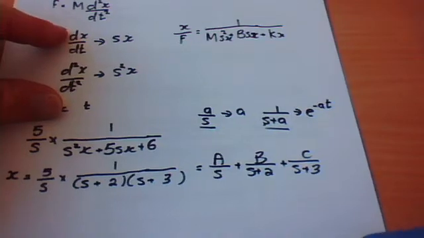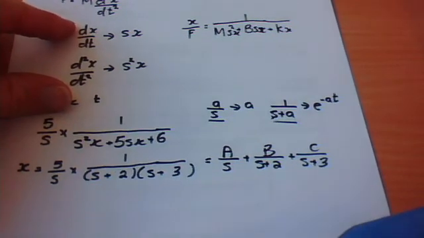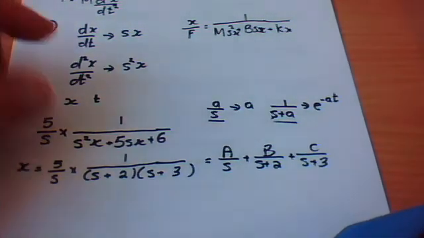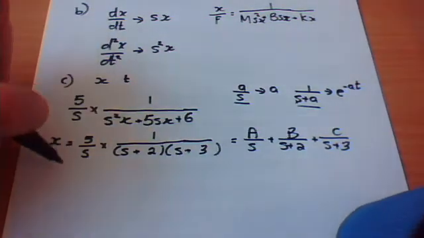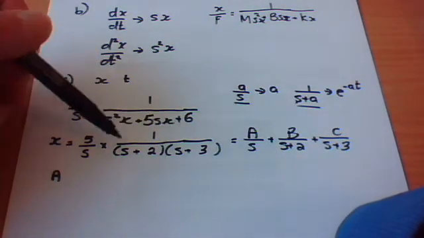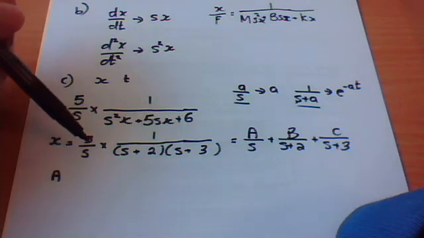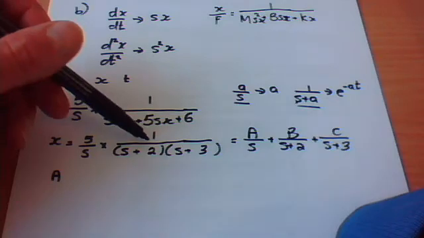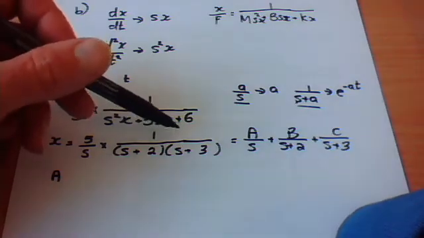Now we can use a quick method, which is the cover-up rule. So if we want to find a and go back into the equation here, we have a times b and c here.